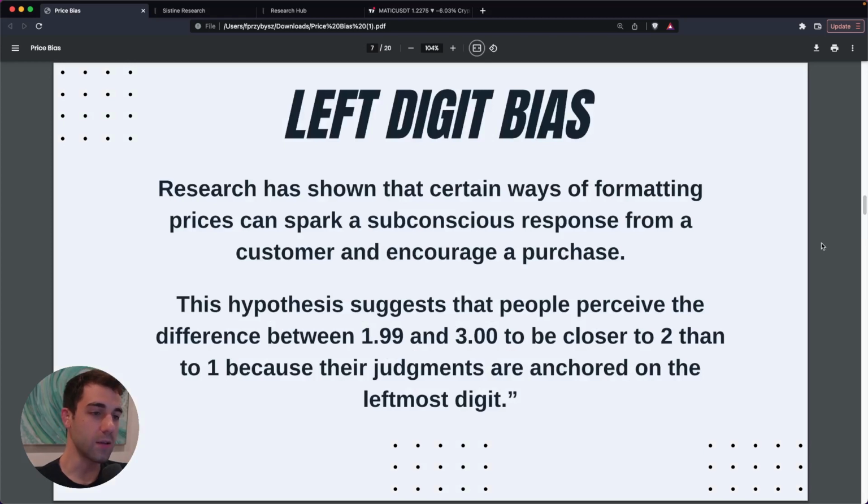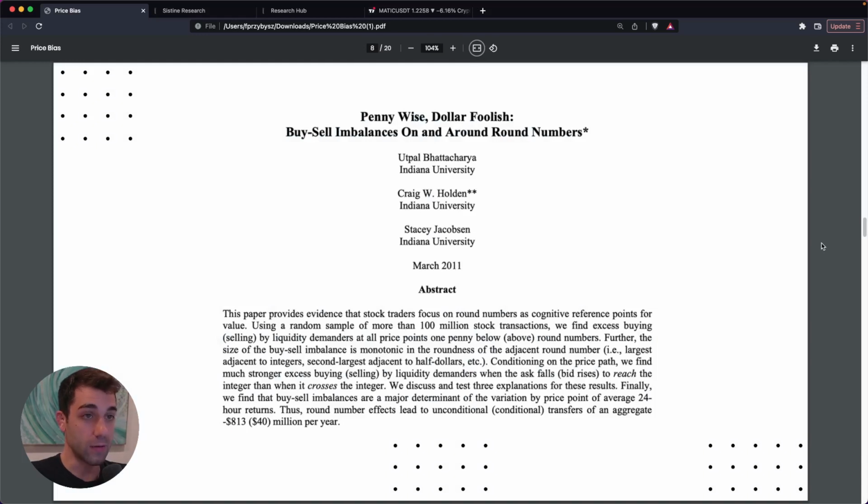So basically, with $1.99, we think that's close to a dollar, even though it's closer to $2. And $3, obviously, we assume that is $3. So the difference between the two seems greater than $1.01. It seems closer to $2 because we are biased towards looking at the leftmost digit, because we read left to right. Now, obviously, that's a very common tactic used in advertising.